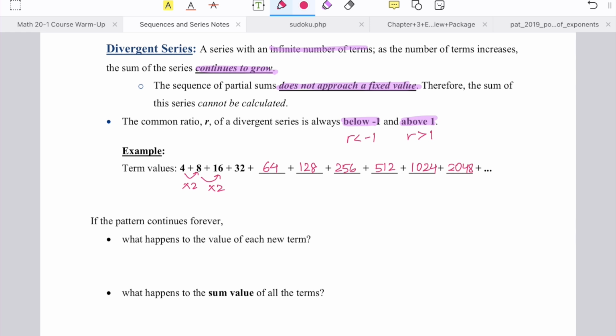If this keeps going forever, what will happen to the value of each term? It'll get bigger every time. And what will the sum of all these terms be? Infinity, because the numbers keep getting bigger and bigger, and when we add them, it'll just reach infinity.